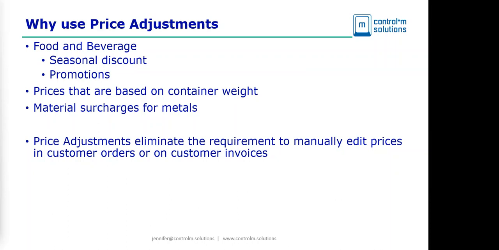An example of why to use a price adjustment would be clients who are working in metals. They would have a base price plus surcharges that they pass on from their suppliers. You can define these surcharges as price adjustments by grade and weight during a specific time period.